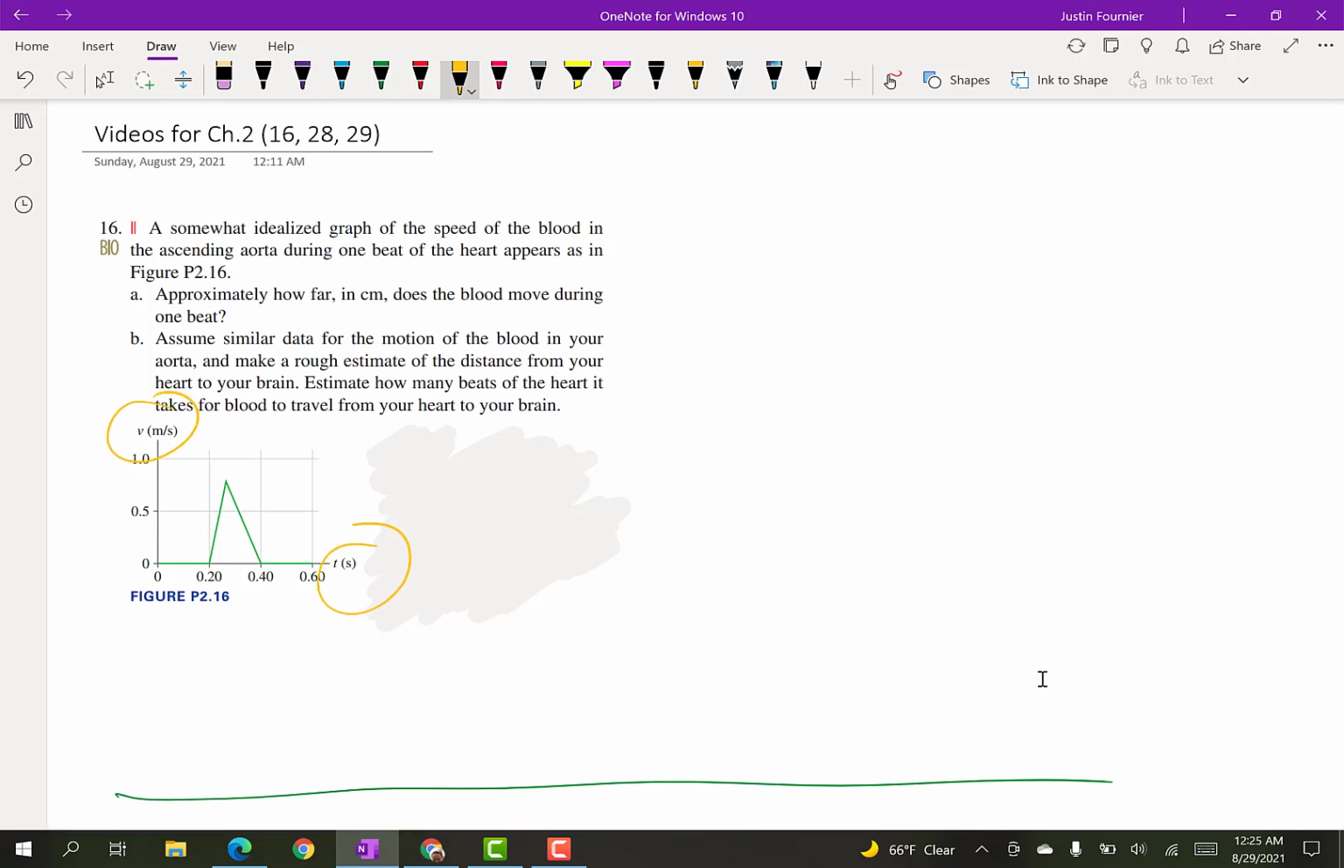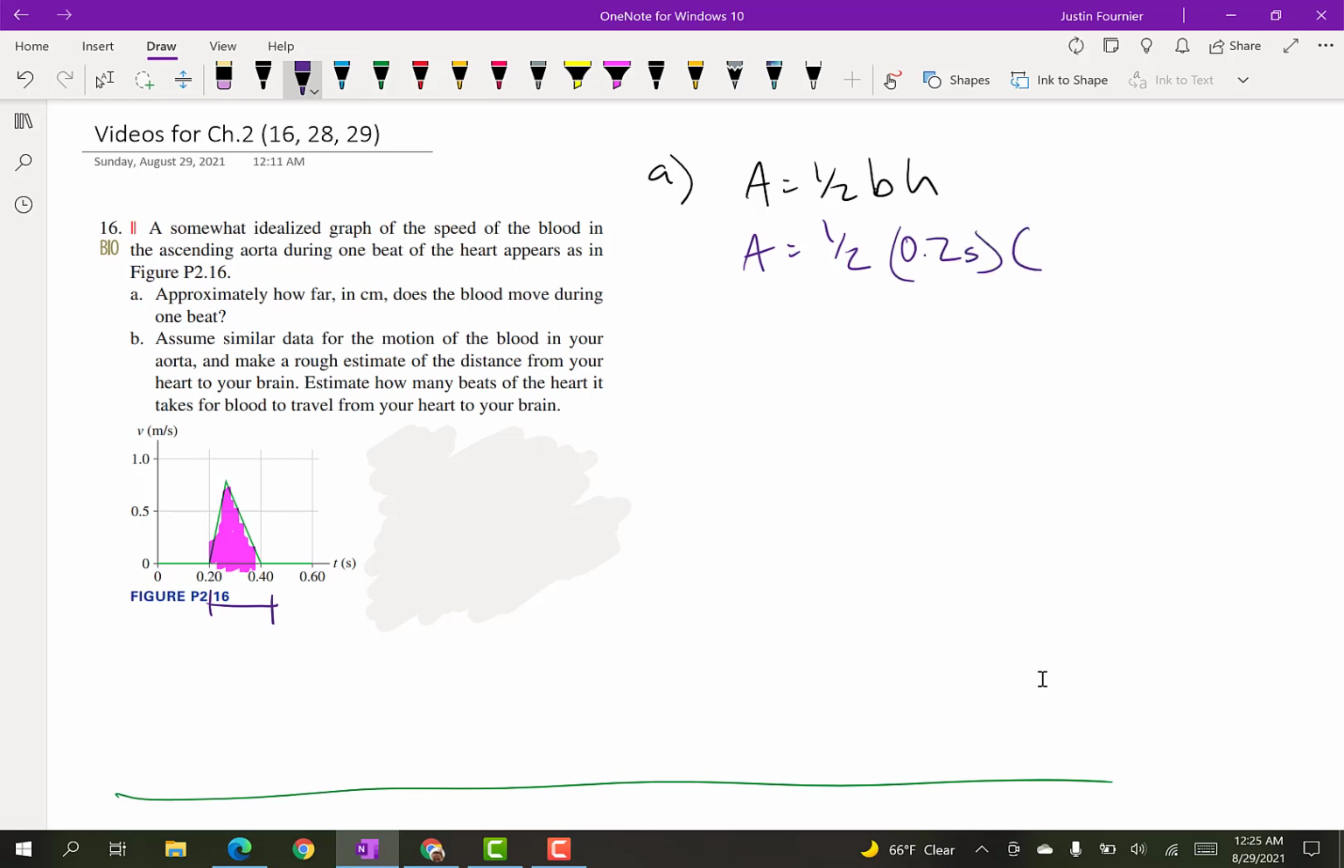So how do I find out how far something moves in a velocity time graph? Well, that's the area under the graph. So I'm looking for this area here. I can see that it's a triangle, so the area is going to be 1/2 base times height. The base looks like about 0.2. That's 0.4 minus 0.2, so I'll say 0.2 seconds, multiplied by the height, which is about right here. I'm going to guess it's about 0.75 meters per second.